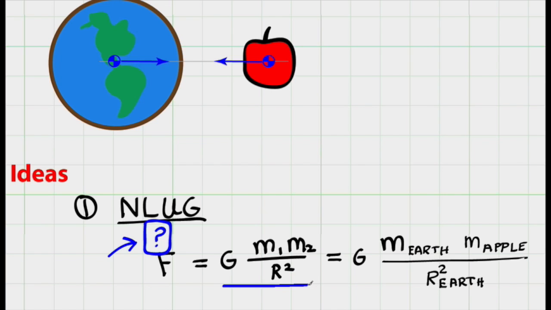Here's Newton's law of universal gravitation. G is a constant. m1 becomes the mass of the Earth. m2 becomes the mass of the apple. And the radius is the radius of the Earth, because the distance from the apple to the Earth's surface is going to be very small compared to this number.